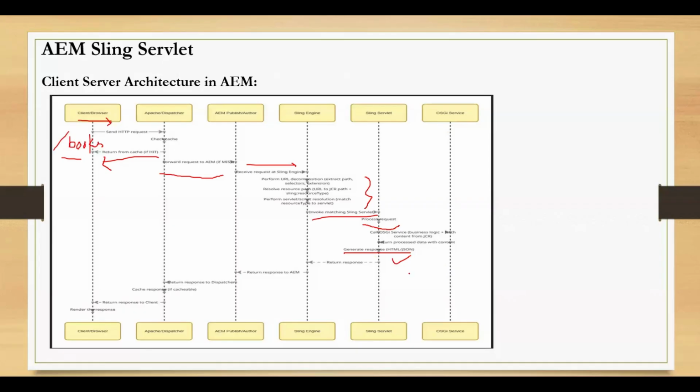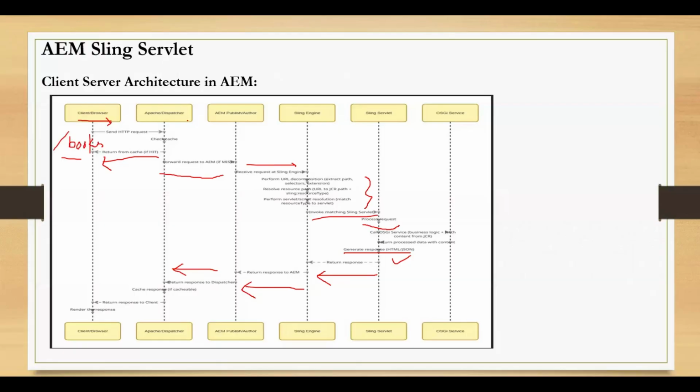This response from the server will be sent to the Sling framework or Sling engine, and after that the response will return to the AEM instance, and after that to the dispatcher. Okay, and whatever response we are writing, if you want to use this particular response in future as well, what we can do is cache this response in the dispatcher itself.